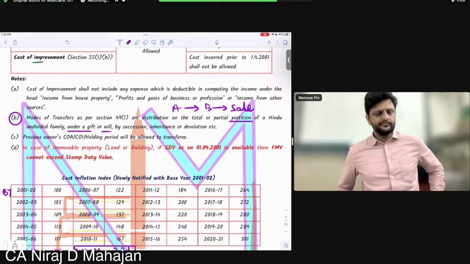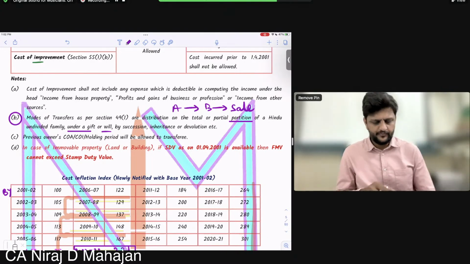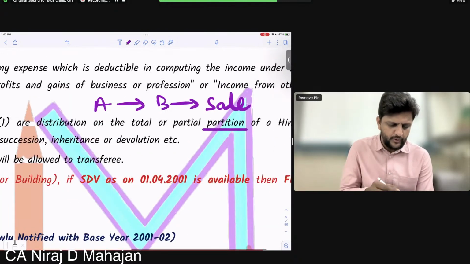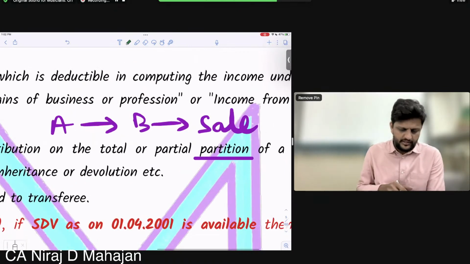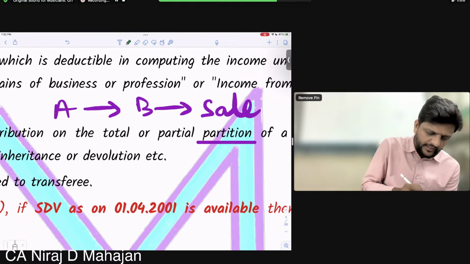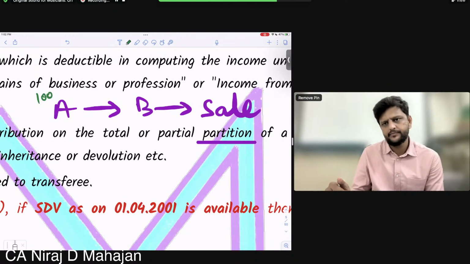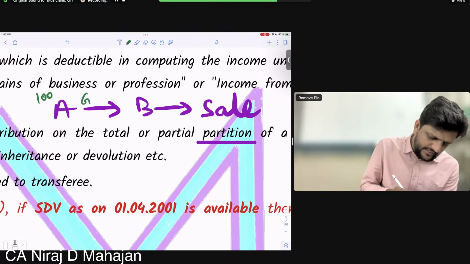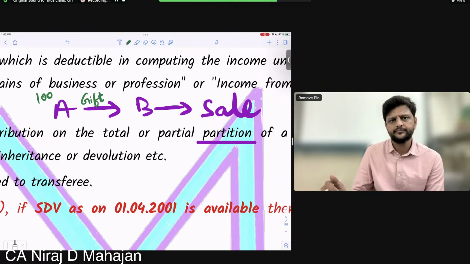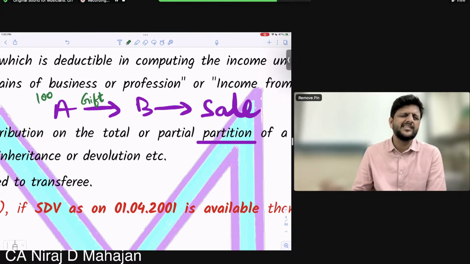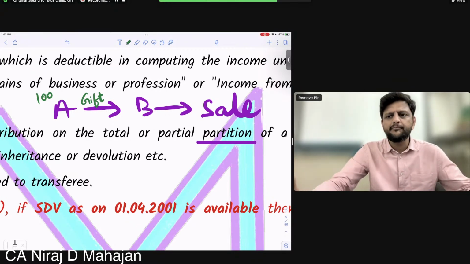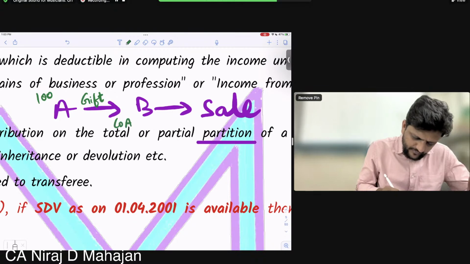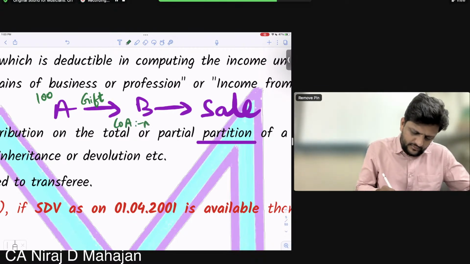Clear till here, all of you? Just try to understand. Why does it become important? Let us say, again I'm giving you an example. Originally, A had taken the property for 100 rupees, then gifted the property to B. So what is the selling price of A? 0. A has gifted the property to B, so the selling price of A is nothing, 0. Therefore, the buying price for B is nil.